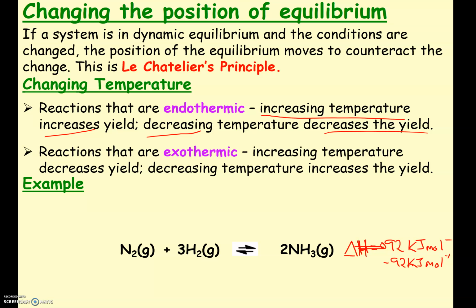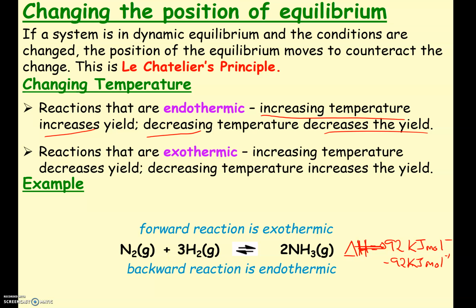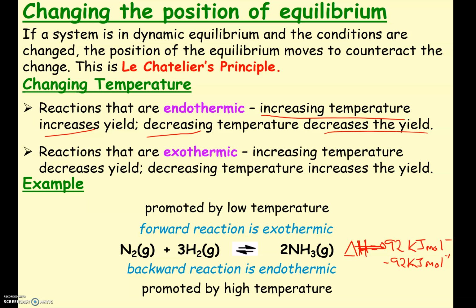That means if you increase the temperature for this, the yield of the forward reaction is going to decrease, while your reverse reaction is actually going to increase. Your forward reaction is exothermic, and your backward reaction is endothermic, because that would be plus 92 kilojoules per mole. So the forward reaction is promoted by a low temperature, while your backward reaction is promoted by a higher temperature because it is endothermic.